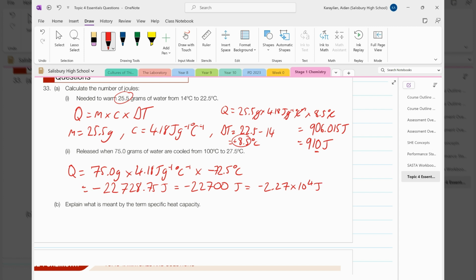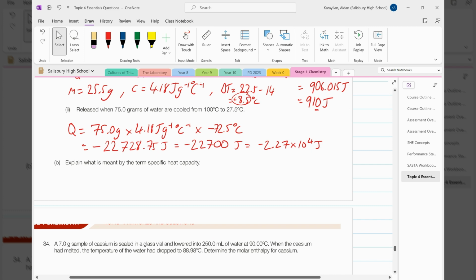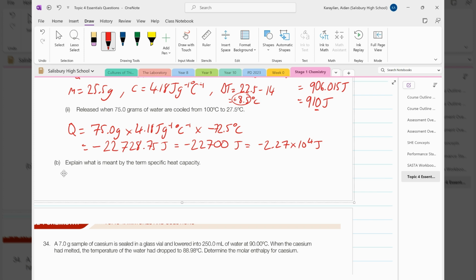Cool. Now it says here, explain what is meant by the term specific heat capacity. This is just a quick explanation. It just wants you to write that it is the energy to raise 1 gram of a substance by 1 Kelvin or 1 degree C.